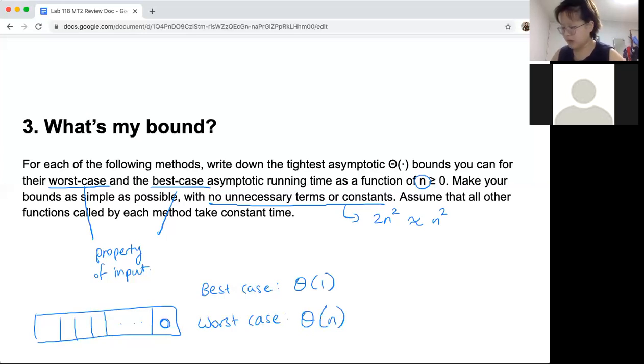Another example is if I have n squared plus 1000n. In that case, it will also be equivalent to n squared in the long term because, again, n squared is the most significant term and we only care about the most significant term. And then finally, we want to assume that all other functions called by each method take constant time. So if you see any function calls that are within the main function for each part, then you can just assume that they take constant time. So they're not going to contribute much to the runtime.